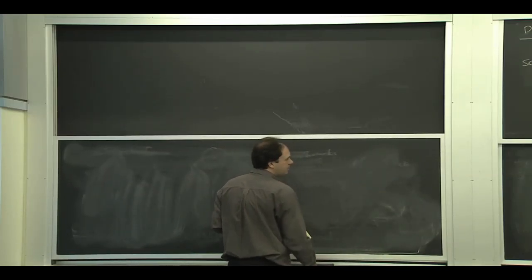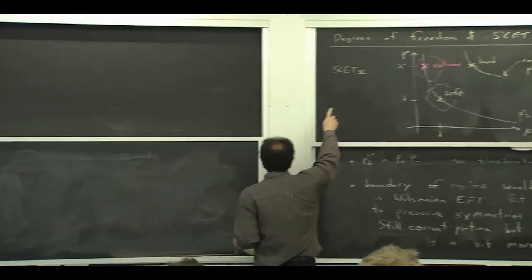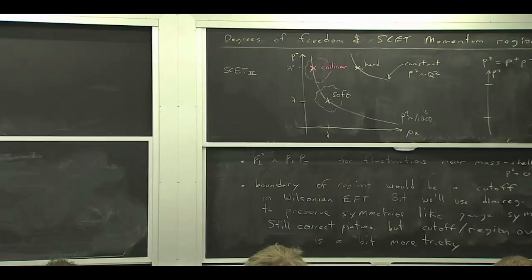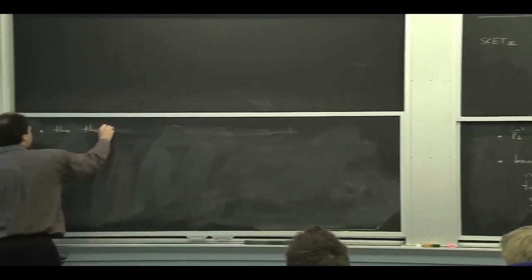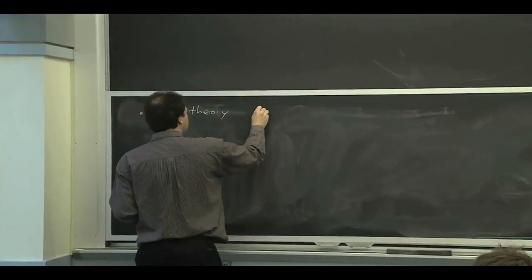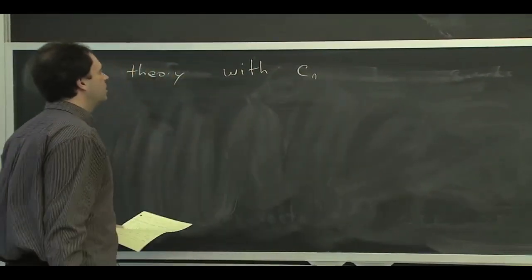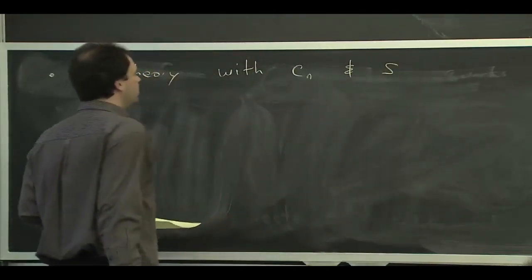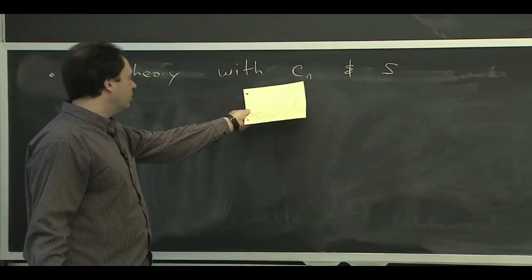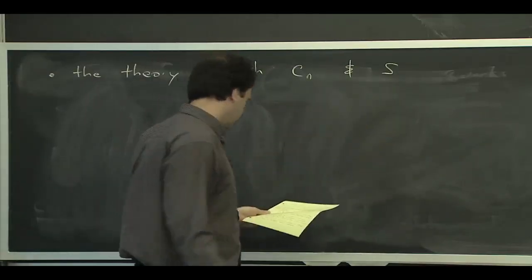This theory has a name. It goes by the name SCET2. That's why I called it SCET2. We'll come back in a moment to what SCET1 is. So I could say that the degrees of freedom in this theory, the one that we've been talking about, are some collinear degrees of freedom that are associated to some direction, as well as some soft degrees of freedom.